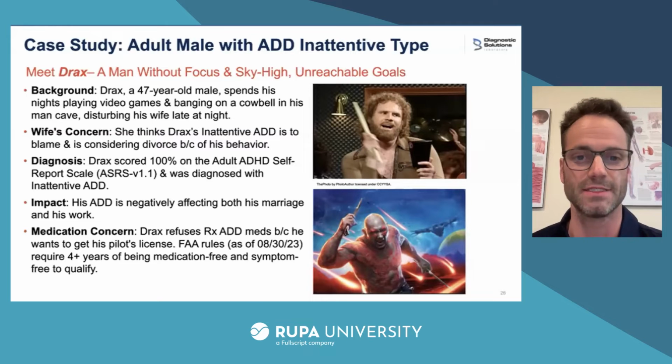And all jokes aside, that is actually a pretty high stat of divorce with untreated or unmanaged, for lack of a better word, ADD for couples. So that's a real stat and pretty high stakes here, right? He scored 100% on the adult ADHD self-report scale. This is the World Health Organization's questionnaire you can do online. You can have your patients do online. You can put it in your intake forms. You can find that through a quick search.